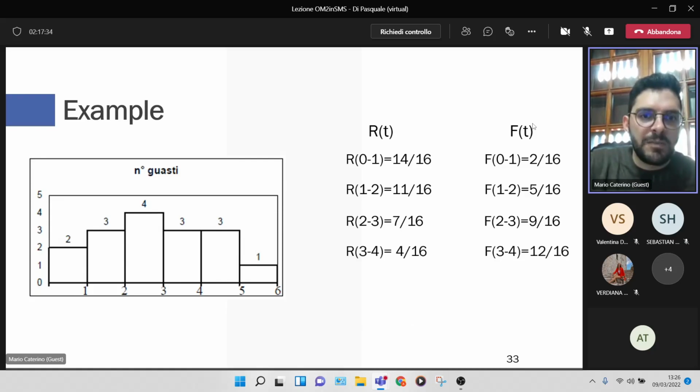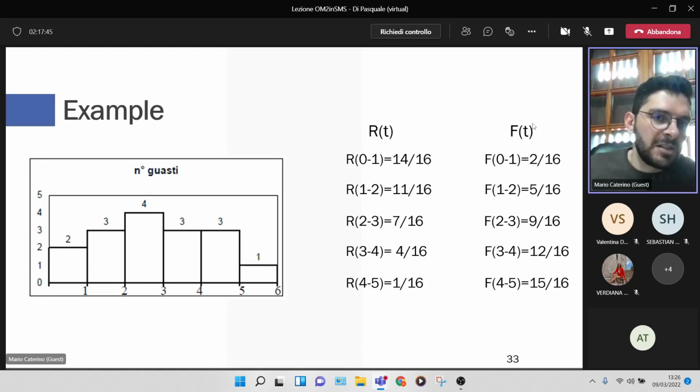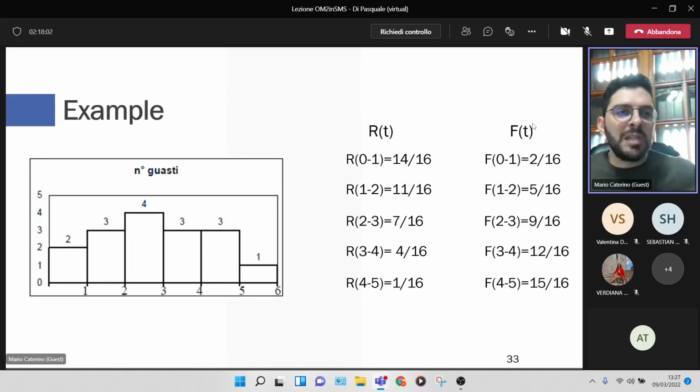Continuing, as you can see, reliability is a non-increasing function because we started from 16 on 16, from 1 at time 0. 2 failed and 14 left. Then 3 failed and 11 left. 4 failed and 7 left, and so on. So reliability always decreases over time, while unreliability is exactly the opposite.